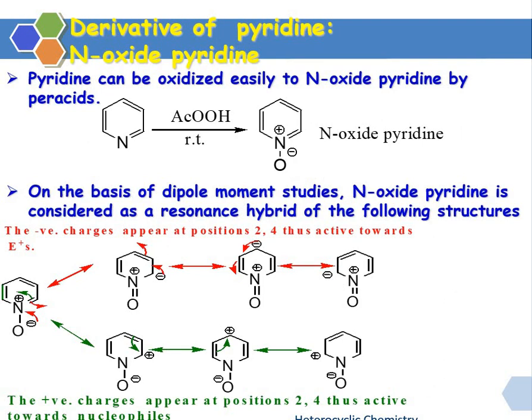Now, a derivative of pyridine, pyridine N-oxide. Pyridine can be oxidized easily to pyridine N-oxide by peracid at room temperature. On the basis of dipole moment studies, pyridine N-oxide is considered a resonance hybrid of the following structures. You can see the negative charge appears at positions 2 and 4, thus it is active towards electrophiles. Then positive charge appears at positions 2 and 4, thus it is active towards nucleophiles.